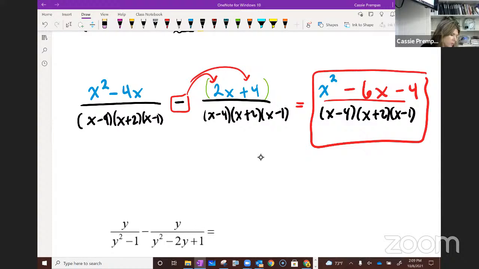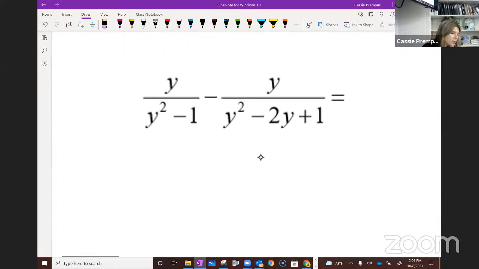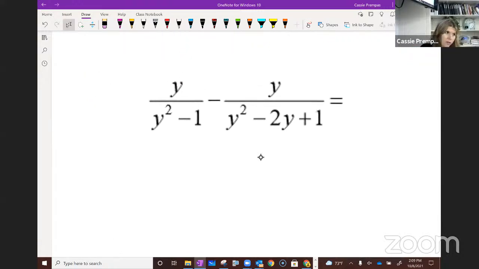All right, we did one together. Try this one on your own. I'm going to walk around if you need help, and you have a few minutes to try it. That was a lot of work there. All right, let me see more.